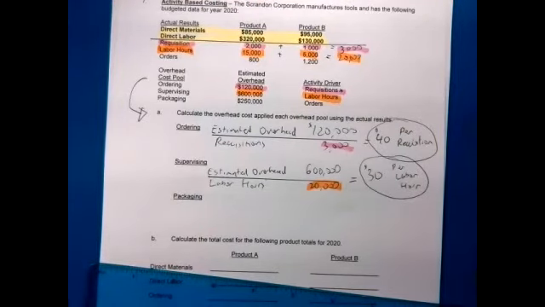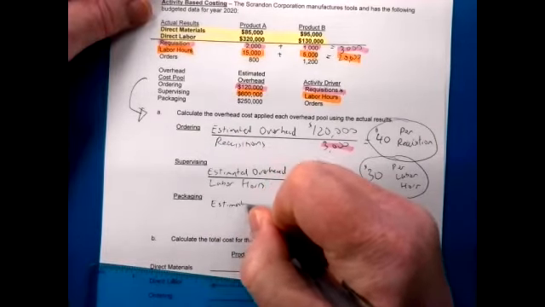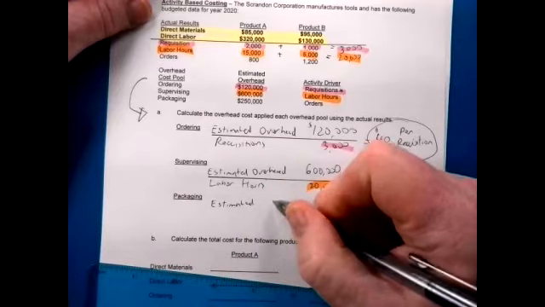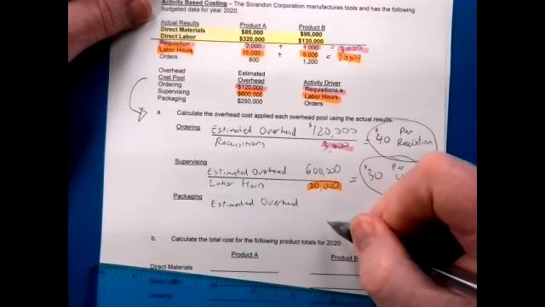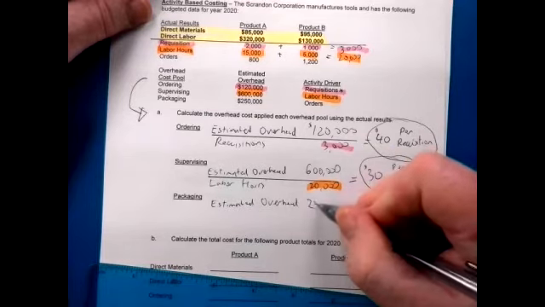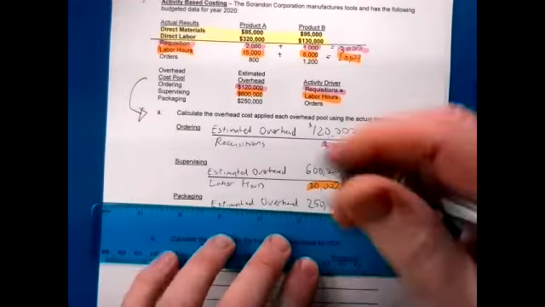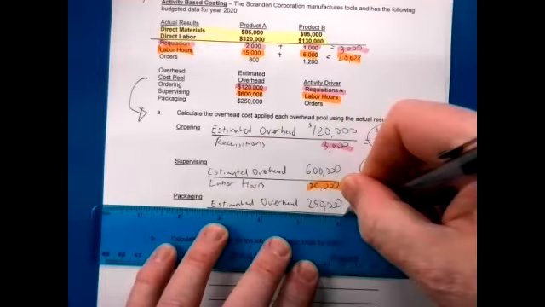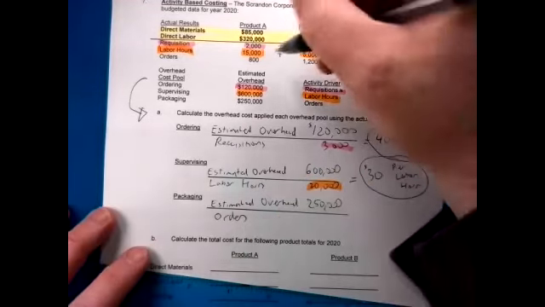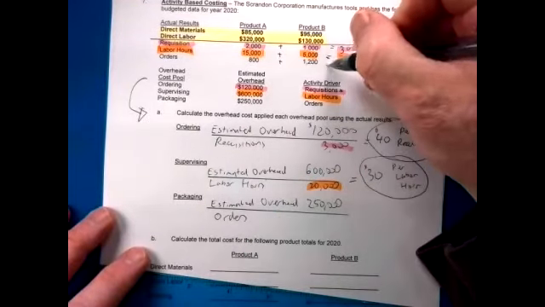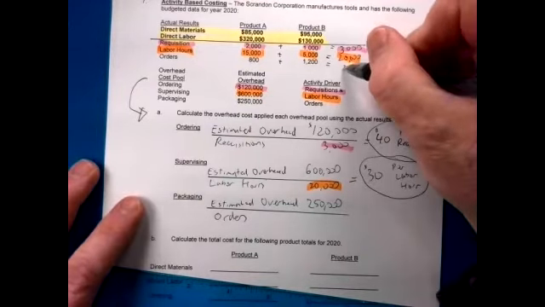And packaging. $50,000 divided by orders. And the orders are here. The number is 12, I think it's 2,000.